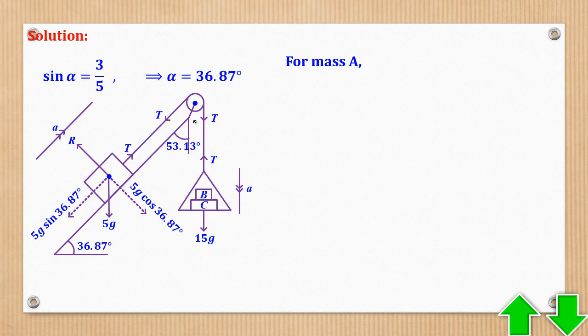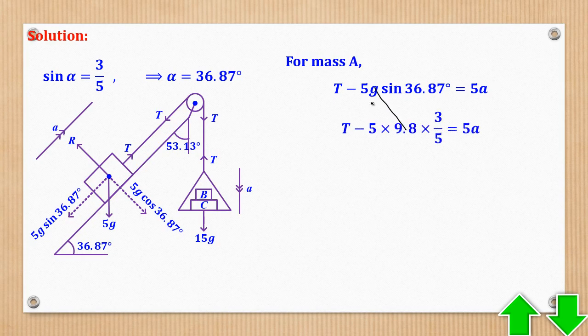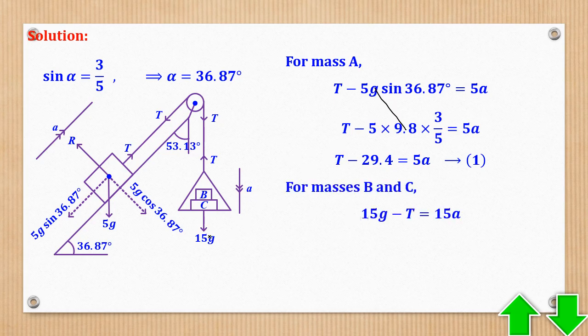Then for mass A, we can now use equations of motion, Newton's laws of motion. For mass A, we are interested in this. So T minus this is equal to 5a. Substitute for g and come up with equation 1. For masses B and C, 15g minus T is equal to 15a. Substitute for g and come up with the second equation.